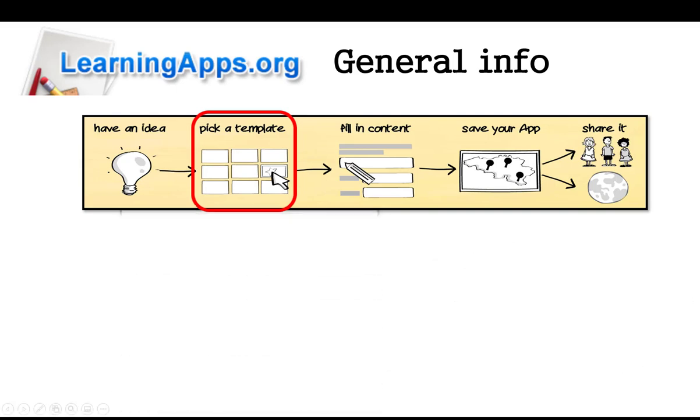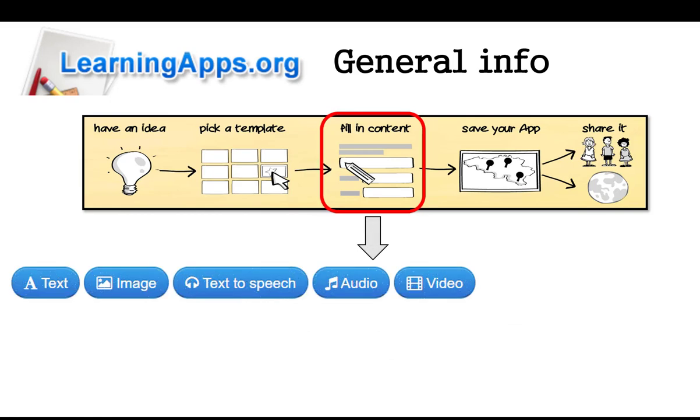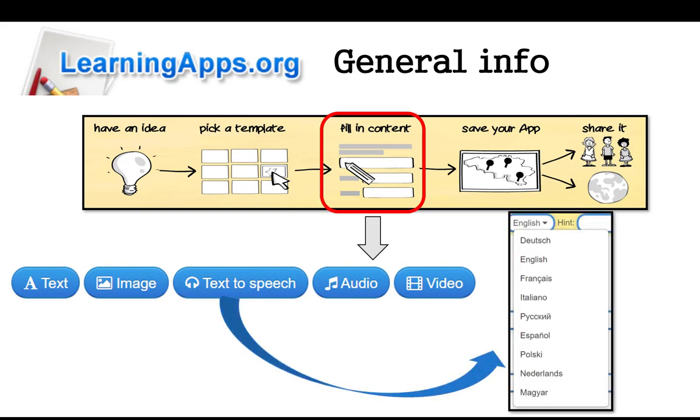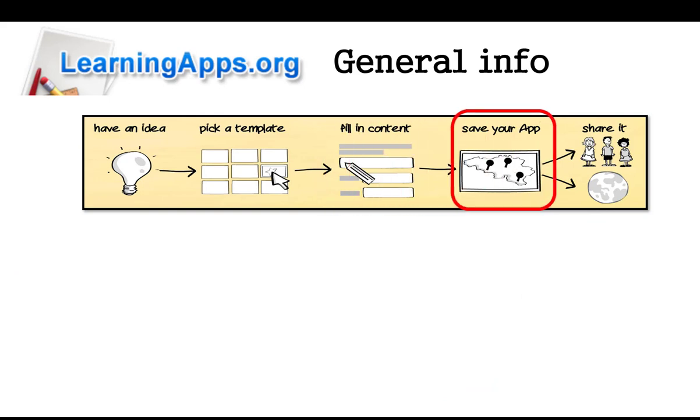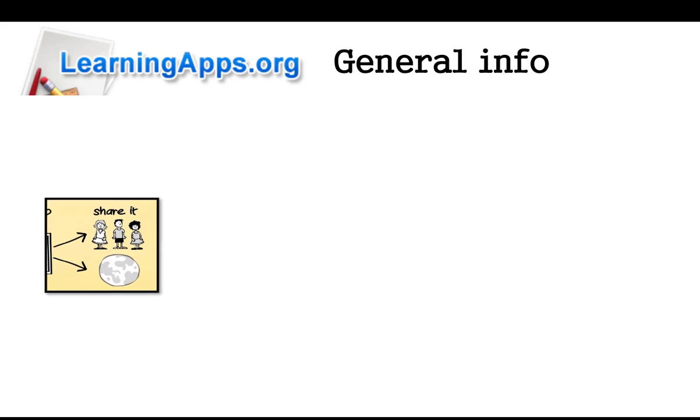So when you're ready to fill in the content, you have different options. You can add text or image. You can also add text to speech, and here are the languages that are supported. You can add audio or video, but there are some tricks to that, and I will talk about it in a separate tutorial. And then you save your app and you're able to share it with your students.